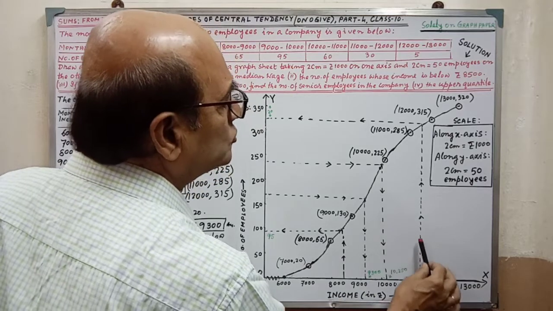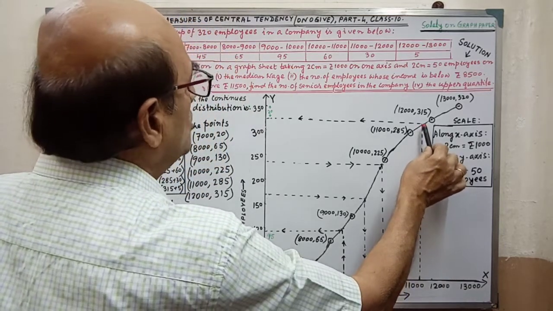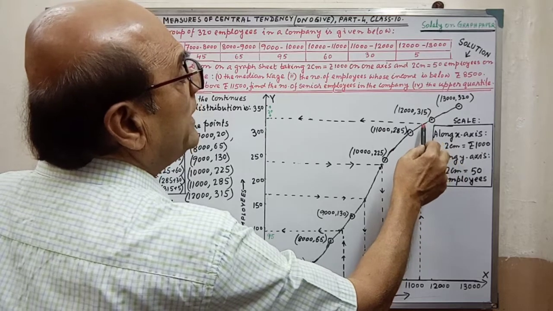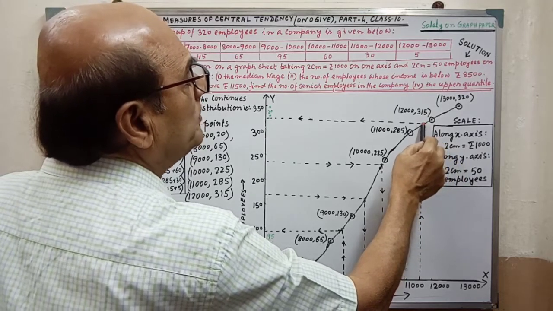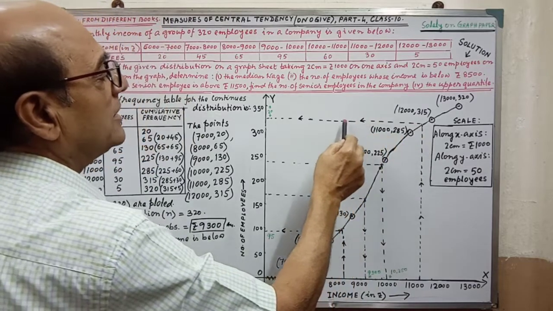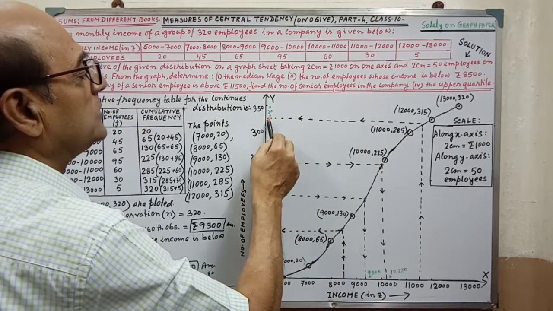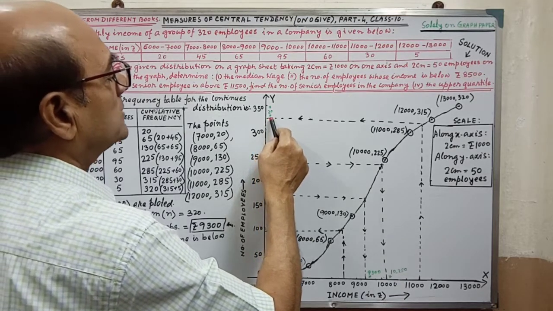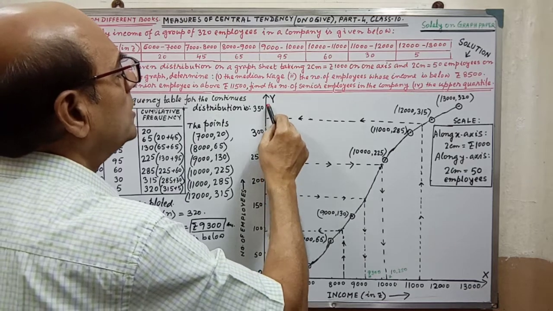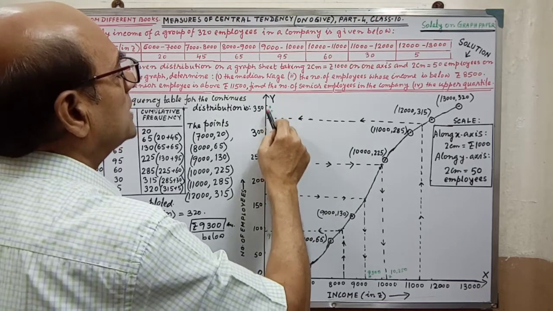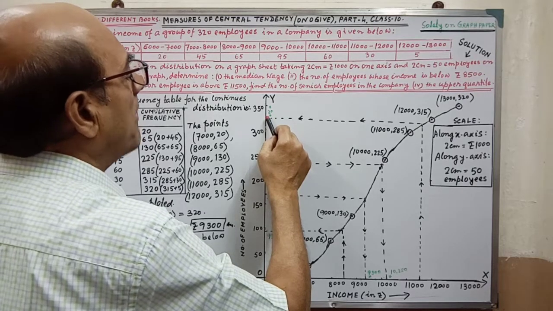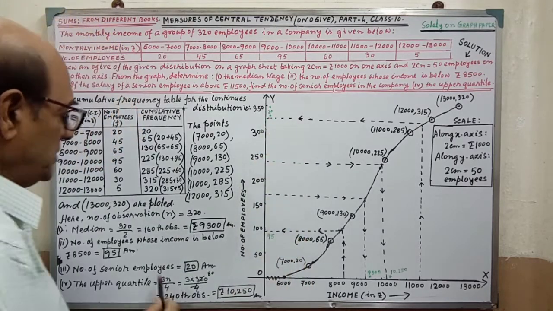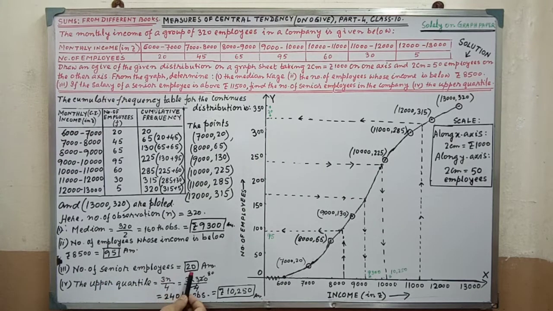From here we have to draw a line which is parallel to y-axis, and it will meet the ogive at this point. From this point we have to draw another parallel line parallel to x-axis, and it will meet y-axis at this point. Approximately this is 330. So this portion, that is 350 minus 330, that is 20 employees, that is senior employees, number of senior employees that is 20.